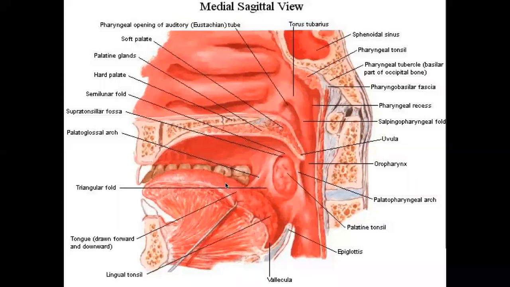When does this close? When we are deglutting, when we are swallowing. Try to swallow and see. When you swallow, you cannot breathe. This is a defense mechanism which does not allow you to inhale air and swallow at the same time. When you are swallowing, you will see that your nasal cavity is blocked. So this is the nasopharyngeal isthmus.